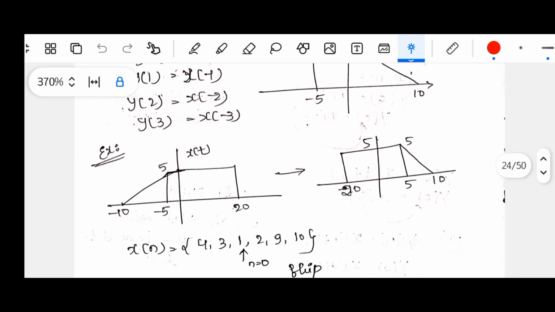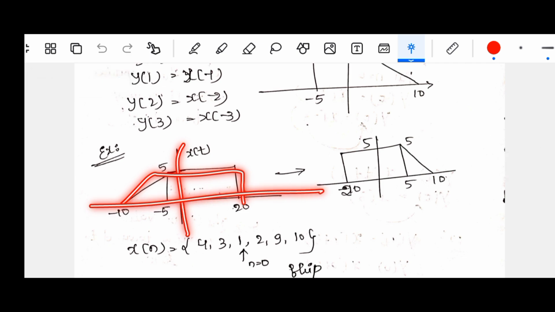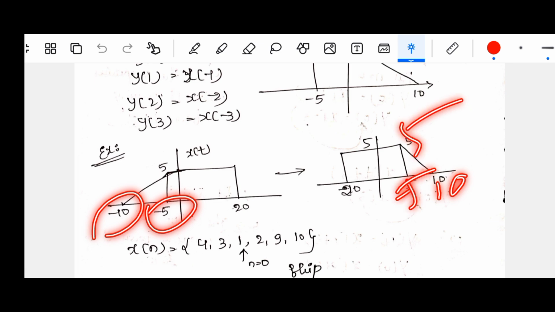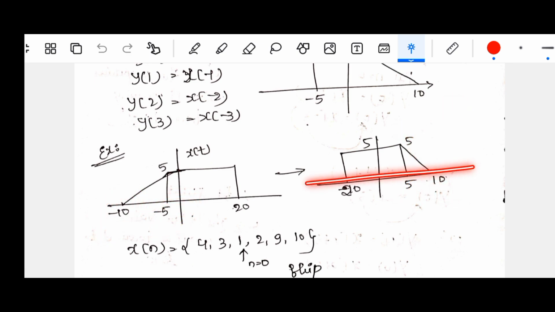See this example here: -10, -5, 20, 5. Shift this. Then this plus 20 becomes -20. This plus 10 becomes -10. This -5 becomes plus 5. This will remain the same. So this is an example for time reversal properties.